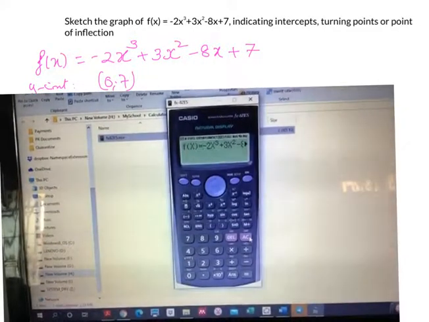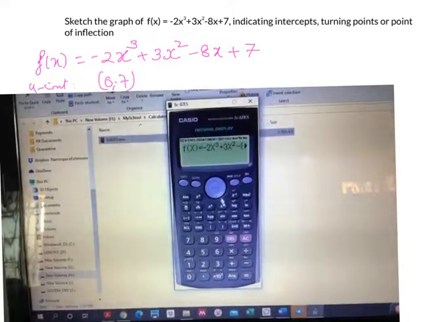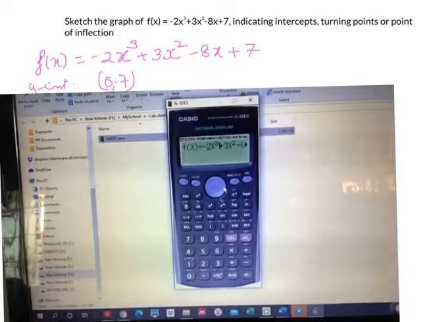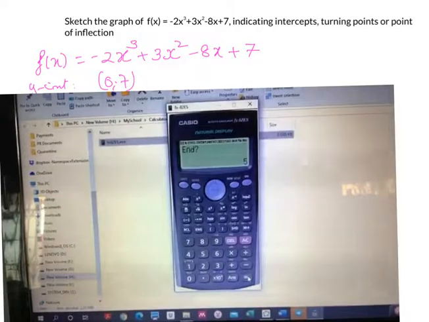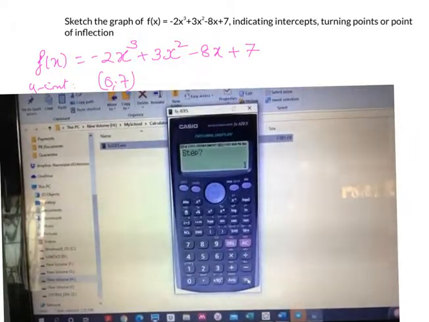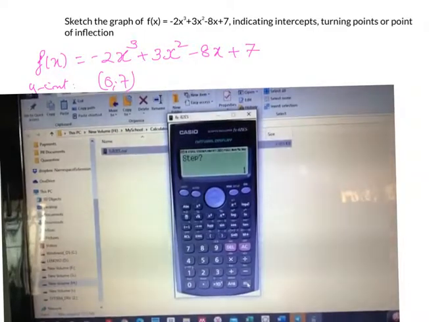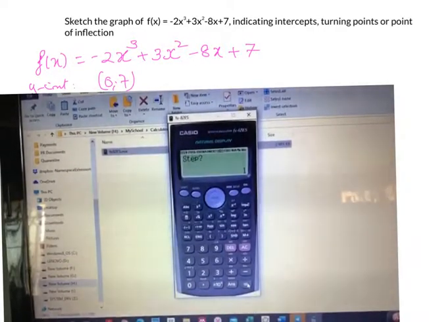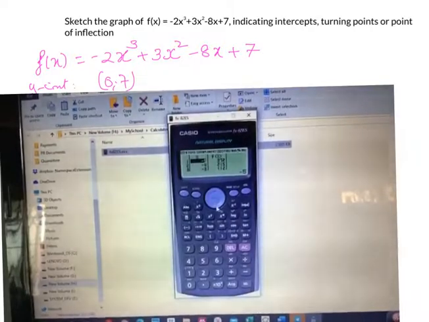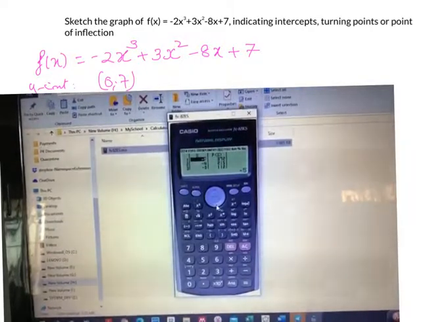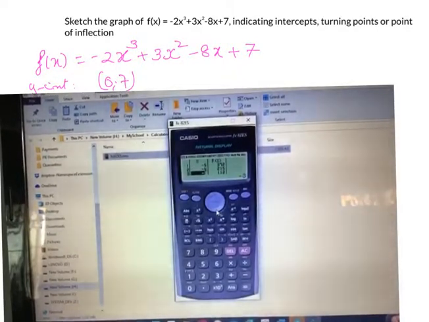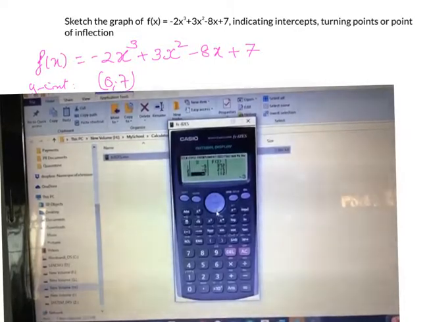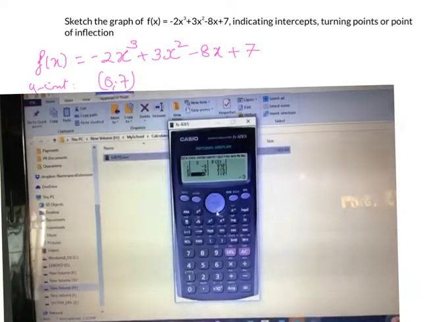So in my calculator, I have punched in the values: -2x³ + 3x² - 8x + 7. Then I start from negative 5, I end at positive 5, with step 1 as my increment, from negative 5 to positive 5. So I get these values. I hope you are now comfortable using the calculator. f(-5) is 372, f(-4) is 205, f(-3) is 112.